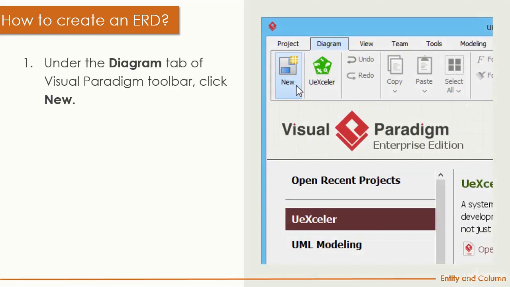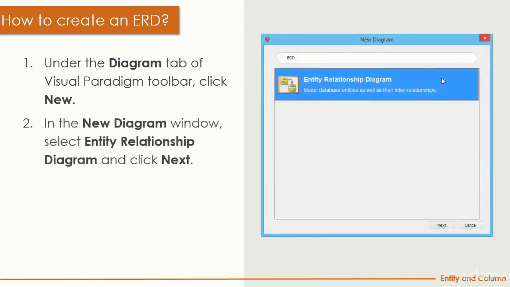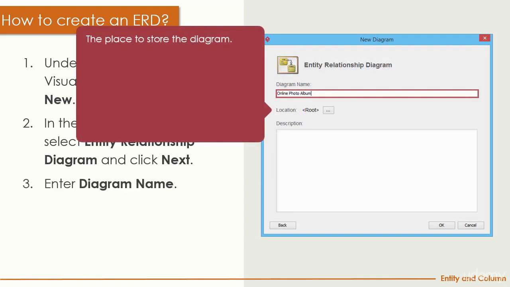To create an ERD in Visual Paradigm is easy and straightforward. You just go to the Diagram tab on the menu, click New, then you will see a new diagram dialog box. Enter ERD or entity relationship diagram, whichever you like. We will search and filter. Then you enter the name. The second thing is very important.